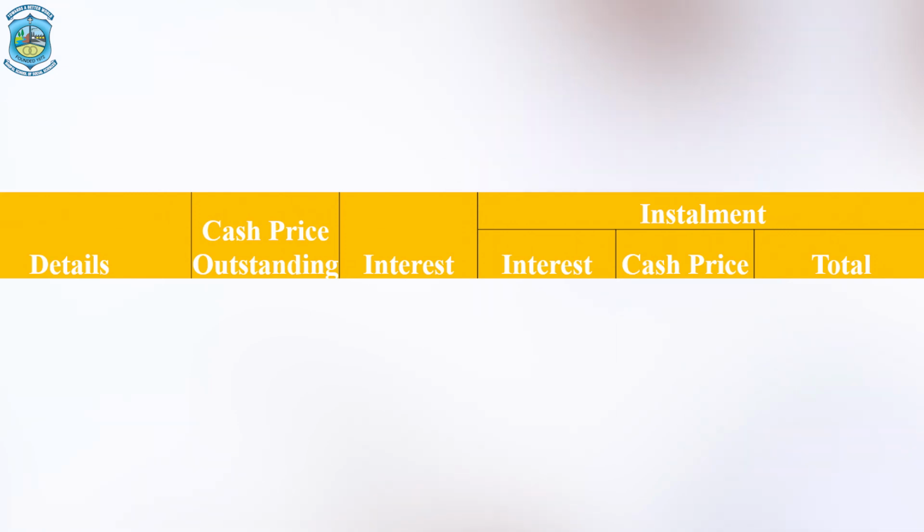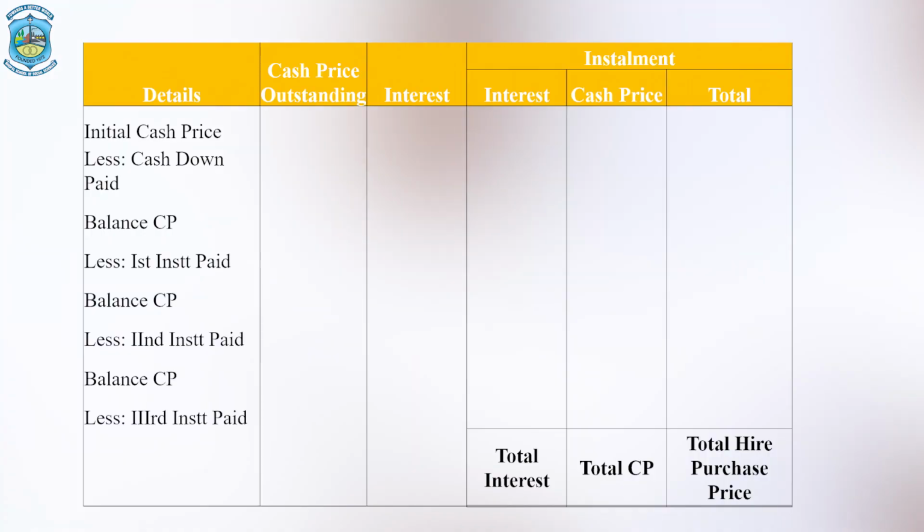The next 3 columns are of installments divided in 3 parts, that is cash price, interest and the total amount of installment. Once you add the entire interest amount calculated installment wise in this table, you will get the total of interest charged in the hire purchase system. Once you add the entire amount of cash price, you will get the total amount of cash price of that particular asset which the purchaser has purchased. And if you aggregate the entire amount of installments, that is each installment added together, it will give you the total of hire purchase price.